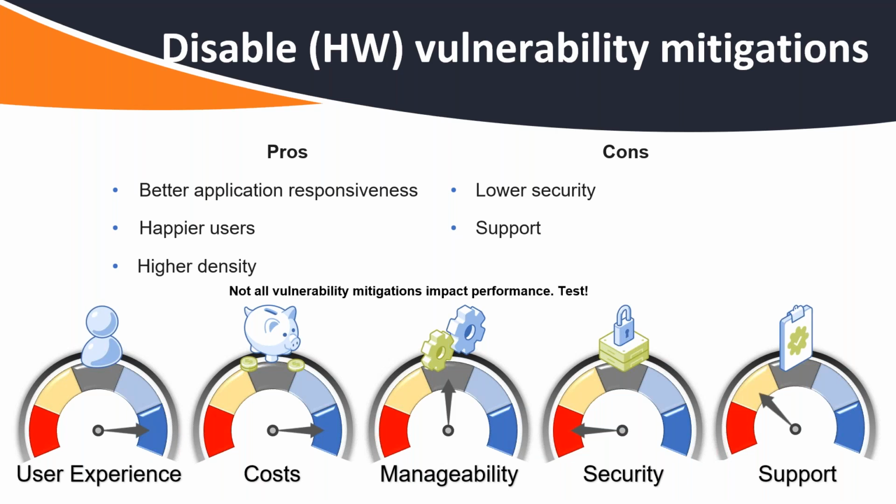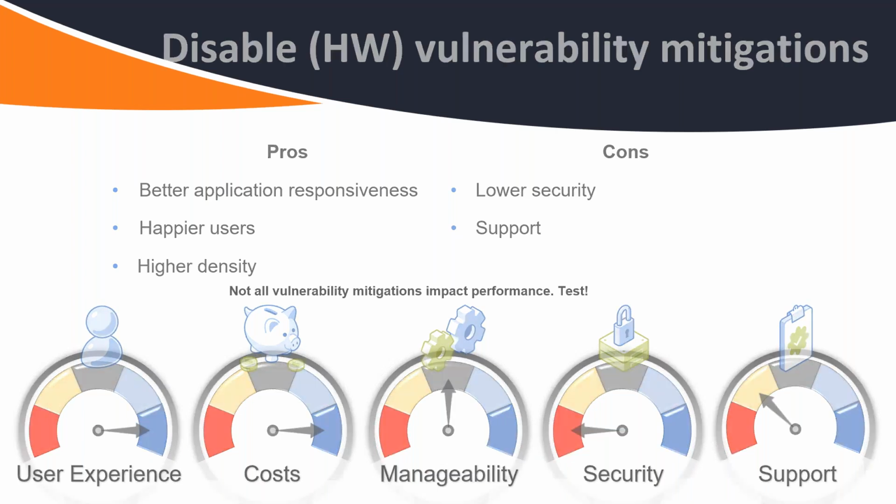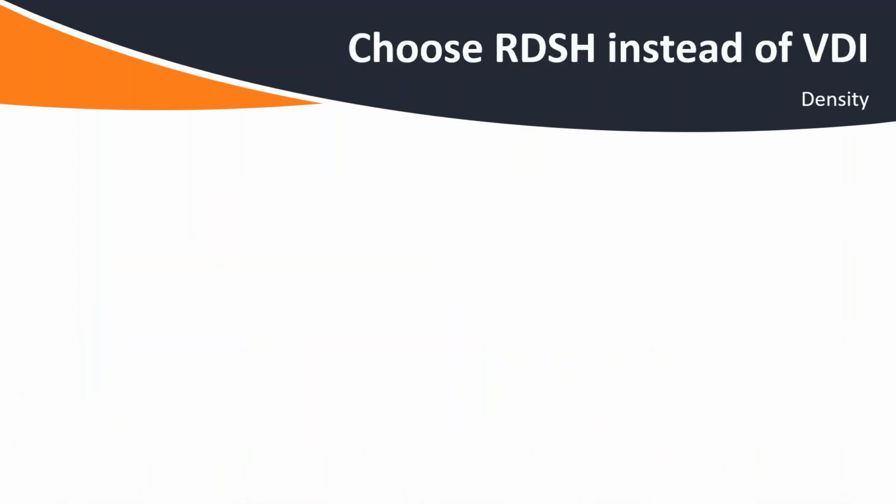Obviously, test those mitigations as well. And this is a topic that comes up in most of my conversations. I don't know about you, Rody, but this is quite a regular discussion. Yeah. Choosing RDSH over VDI or vice versa. And what do we see in density? What do we see in application responsiveness?